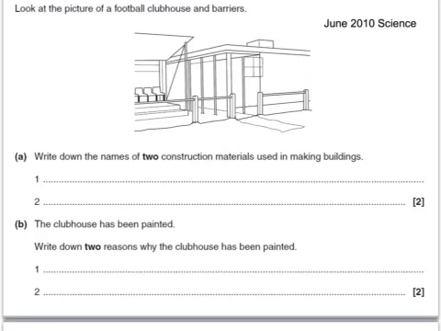Look at the picture of the football clubhouse and barriers. Write down the names of two construction materials used in making buildings. So we might say, for example, glass and limestone, although there are various choices that you could make.